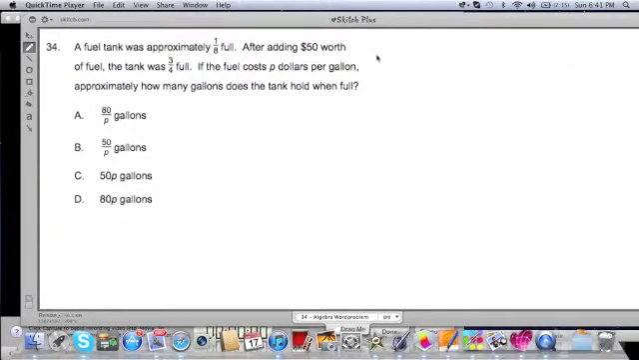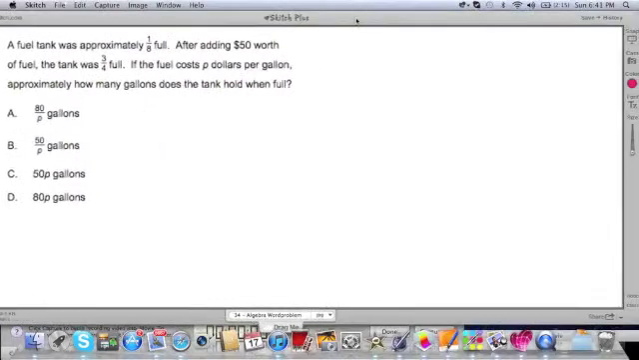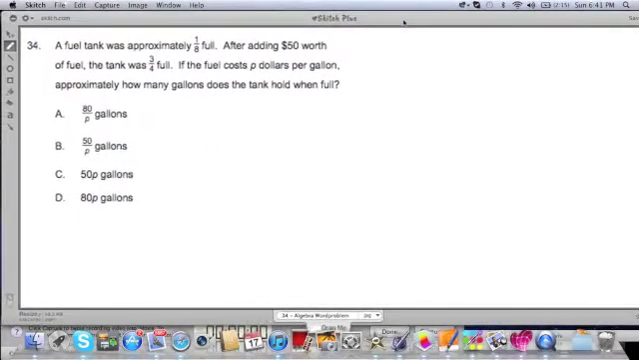Now I know what you're thinking. You're thinking, whoa, $50, that's a lot of money. No, seriously, I know what you're thinking. You're thinking, where do I begin on a problem like this? There's just so many unknowns.